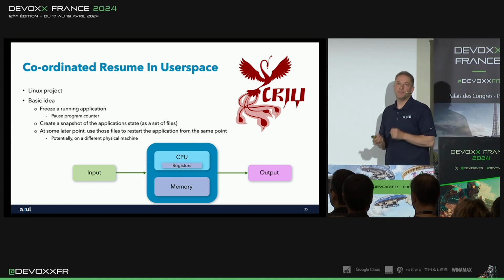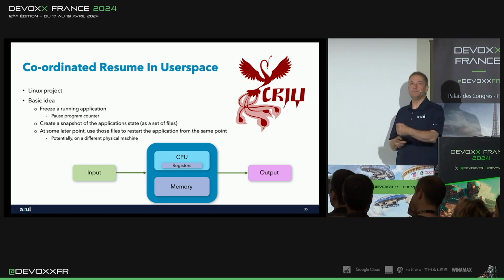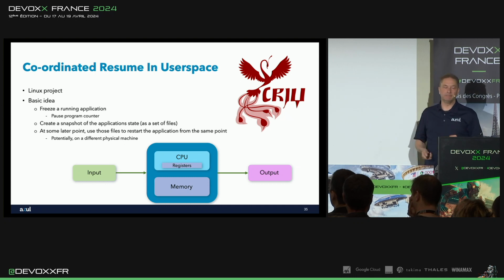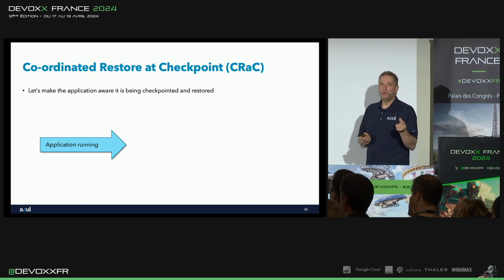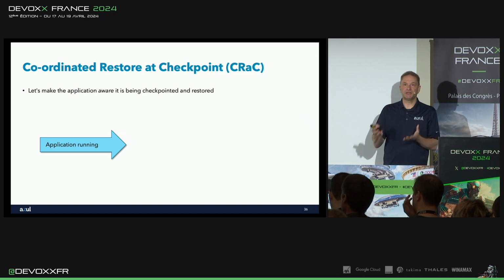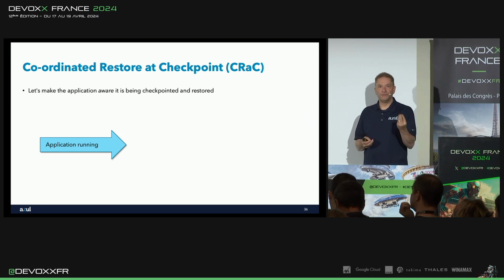It's essentially the same thing, but rather than storing the state in memory, we're storing the state in files so that we can restore it at some point later in time, and potentially we could restore it on a different machine. So what we said was, okay, let's do that for the JVM, because essentially you could think of the JVM as just an application, so why not use coordinated restore in user space for the JVM?